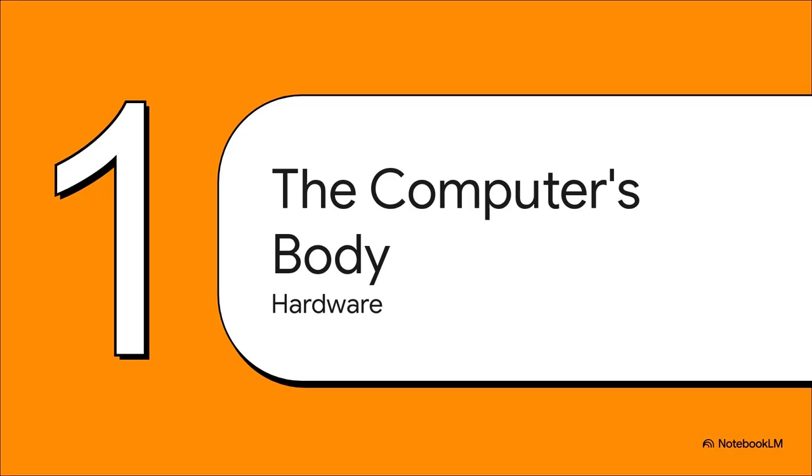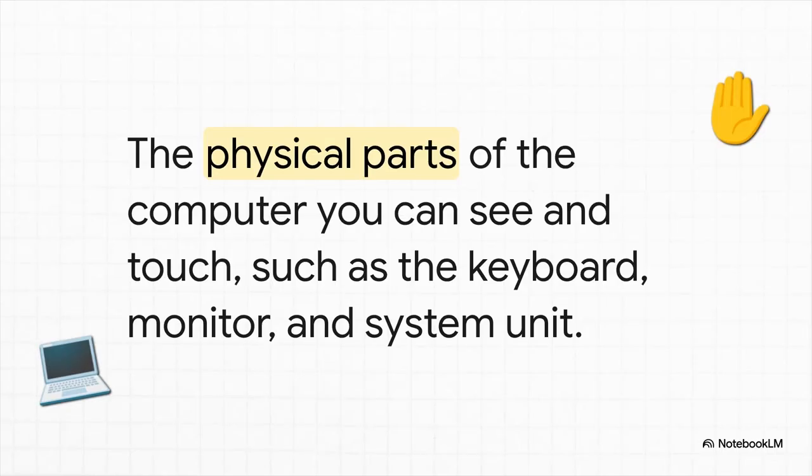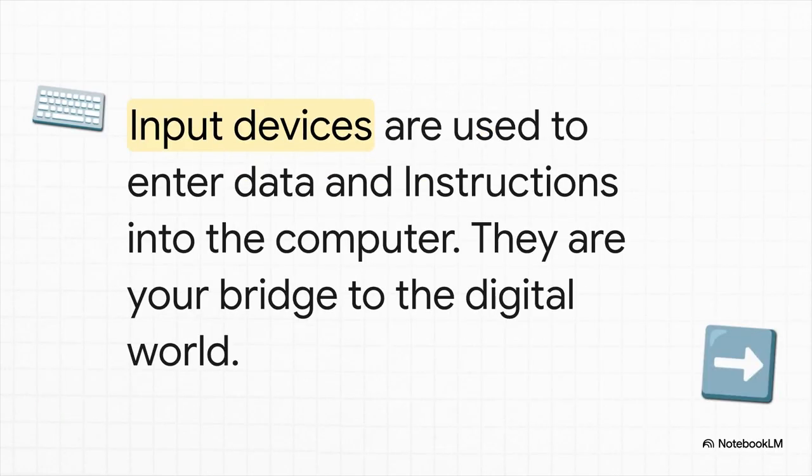If the computer is a system, then the hardware is its body. All the tangible parts that are actually doing the physical work. Hardware is everything you can see and touch. The monitor, the keyboard, the mouse, all the stuff you could stub your toe on. And every single one of these pieces has a very specific job to do in that input, process, output model we just talked about. So let's start at the beginning.